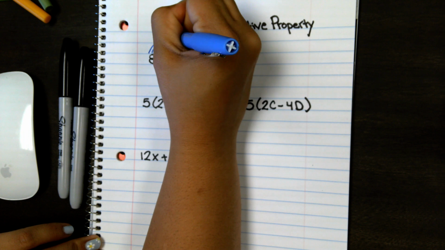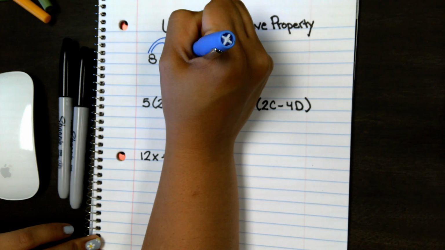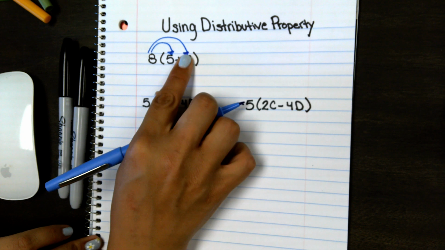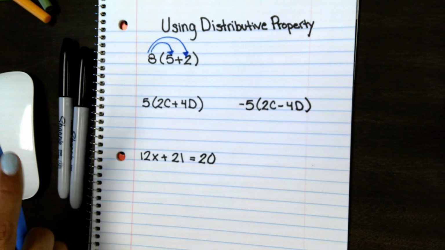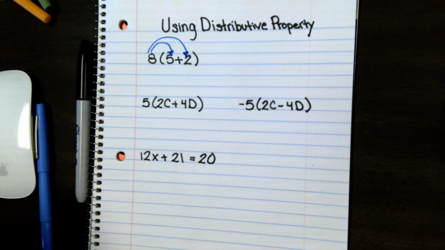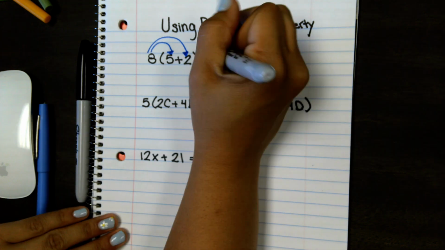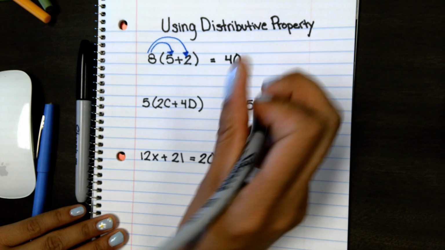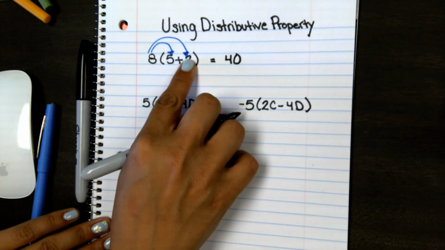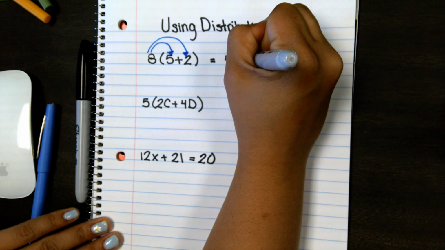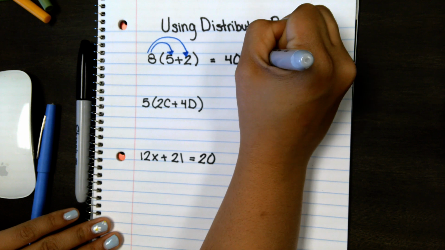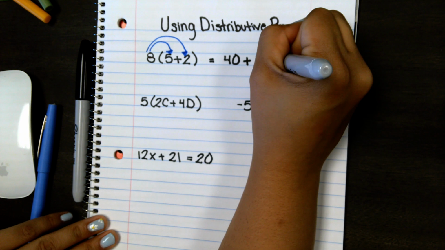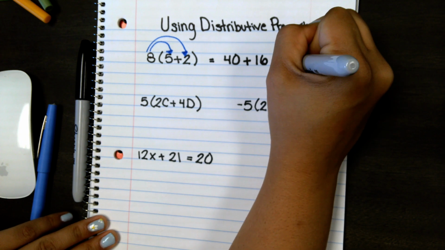And 8 times positive 2. So 8 times our 5, and then 8 times positive 2. So 8 times 5 would be 40. 8 times positive 2 would be positive or plus 16, which we can then simplify further to 56.